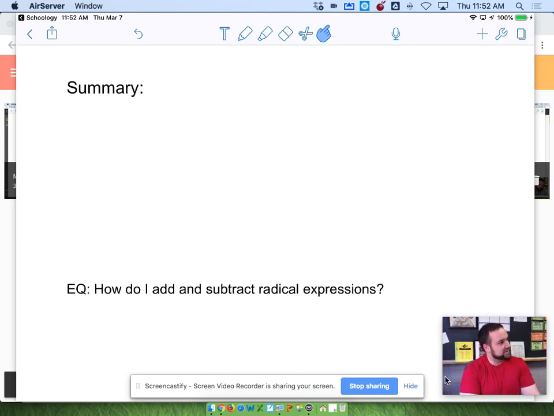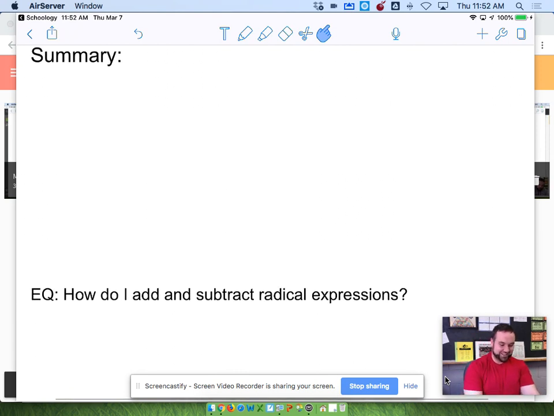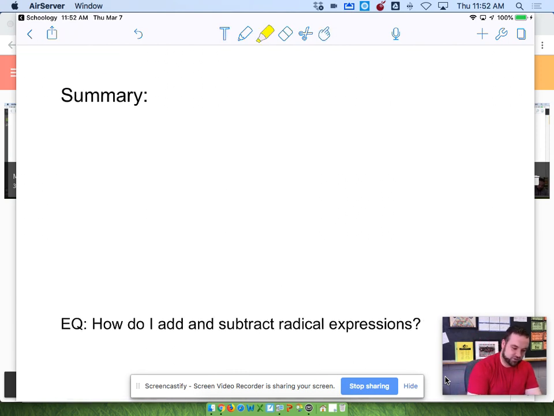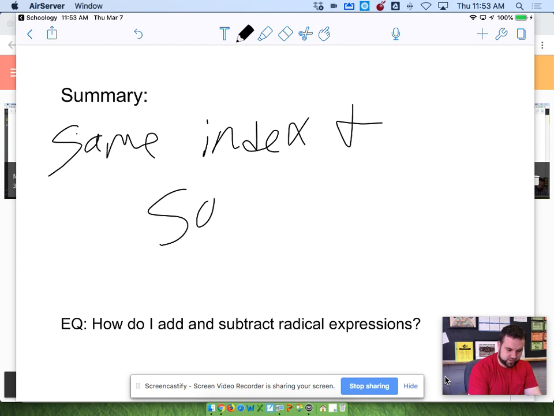Anyway, so in summary, how to add and subtract radical expressions. We know that we need the same index and the same radicand.